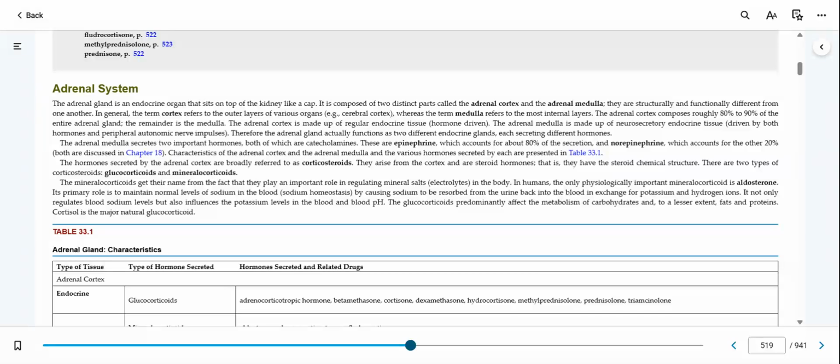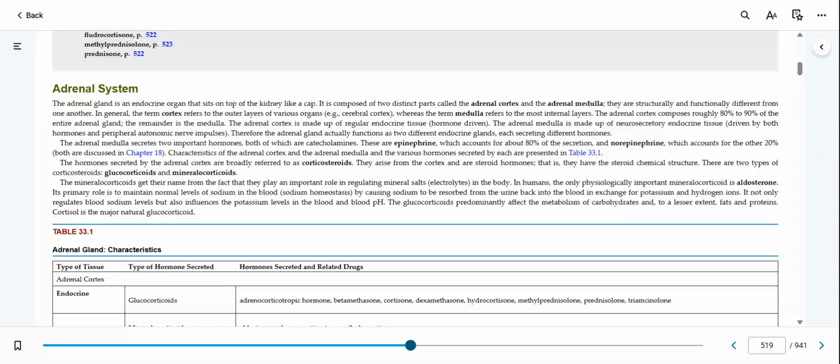The mineralocorticoids get their name from the fact that they play an important role in regulating mineral salts, such as electrolytes, in our body. In humans, the only physiologically important mineralocorticoid is aldosterone, and its primary role is to maintain normal levels of sodium in the blood. We've gone over lots of sodium and where sodium goes, water goes within our course. It does that by causing sodium to be reabsorbed from the urine back into the blood in exchange for potassium and hydrogen ions. It not only regulates my blood sodium levels, but it also influences potassium levels in the blood and blood pH.